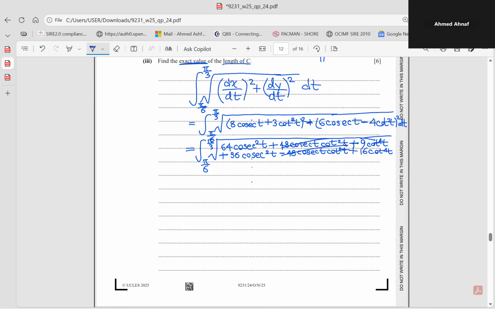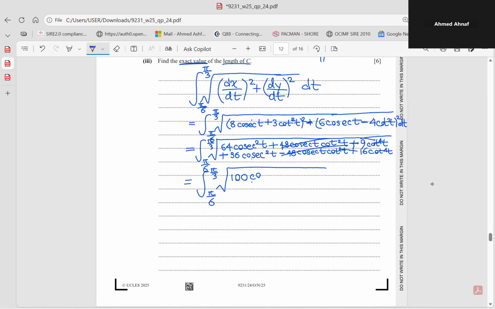So the cross terms cancel, and with limits pi over 3, pi over 6, we get the square root of 100 cosecant squared t plus 9 plus 16 is 25 cotangent to the power of 4 t, dt.